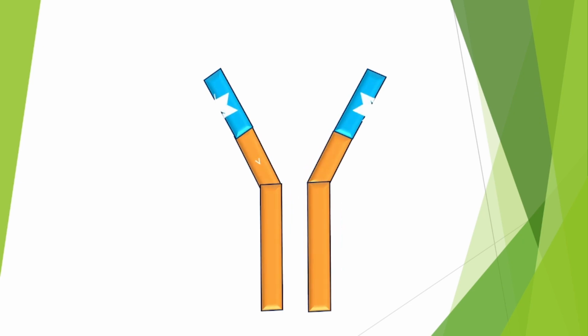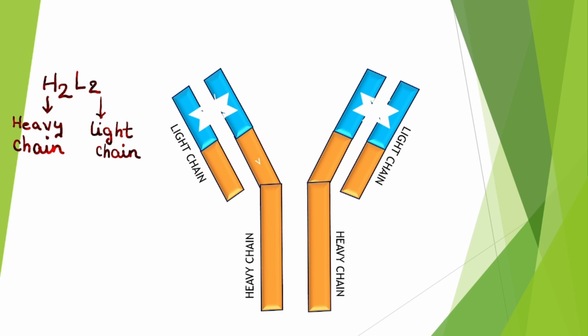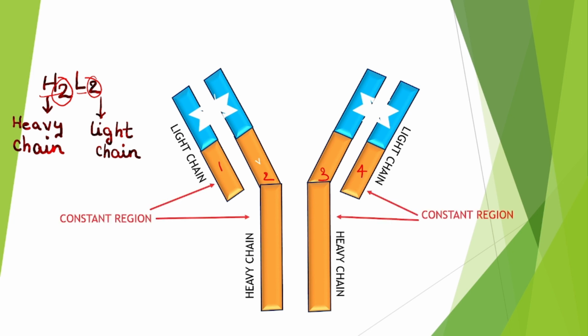Antibodies are made up of two long chains which are called heavy chains and two short chains which are called light chains. So we can represent them as H2 and L2. H here stands for heavy chain, 2 is the number of chains. Similarly, L for light chain and 2 is the total number of chains. So in total, there are 4 peptide chains present in the antibodies. This orange colored part represents the constant region which is responsible for determining the class of immunoglobulin. This is very important. Constant region is responsible.